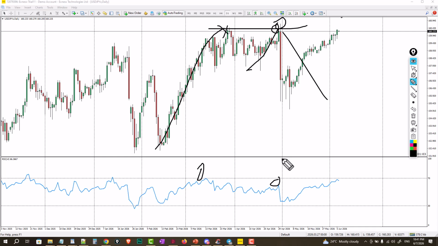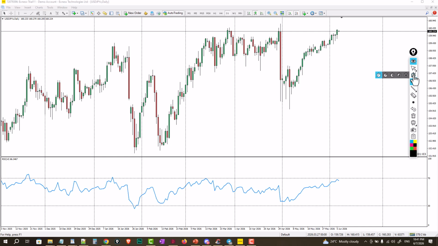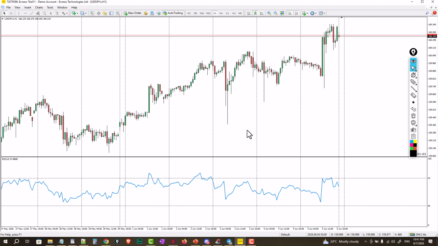The opposite is true for hidden divergence. Now let's go to the lower time frame charts so that we can look at hidden divergence from a very close angle. Obviously, we've used the daily time frame for lots of examples. Let's use something else. So let's use something like the 1 hour time frame.